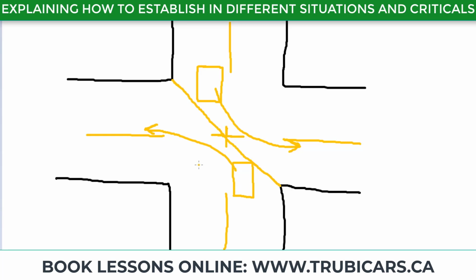Now let me show you the common critical errors when people establish, because a lot of the time they think they have established properly, but in reality they did not. The first critical error is not going far enough into the intersection. So let's say your stop line is over here. This is your stop line. Sometimes students just stop over here. They only go a little bit into the intersection like this, and they sit here.